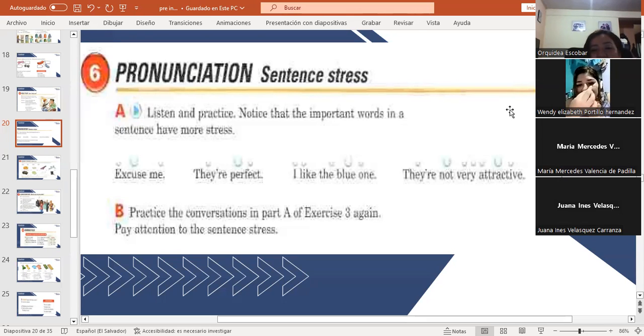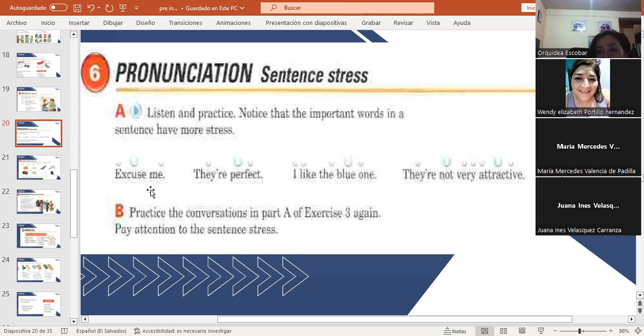Excuse me. They're perfect. I like the blue one. They are not very attractive. Okay. Now, listen. Pay attention. And please pay attention to this. Wherever you see a contraction, usted va a mencionar la abreviación. ¿Verdad? Pero cuando comenzamos a hablar en inglés y vemos el there, lo hacemos de la forma larga. Esa es una cosa que todavía no ha asimilado, ¿verdad? Uno se va con el they are. ¿Verdad? Aquí dice there. Y aquí dice there también. ¿Ok? Be careful with that. Wendy, your turn.